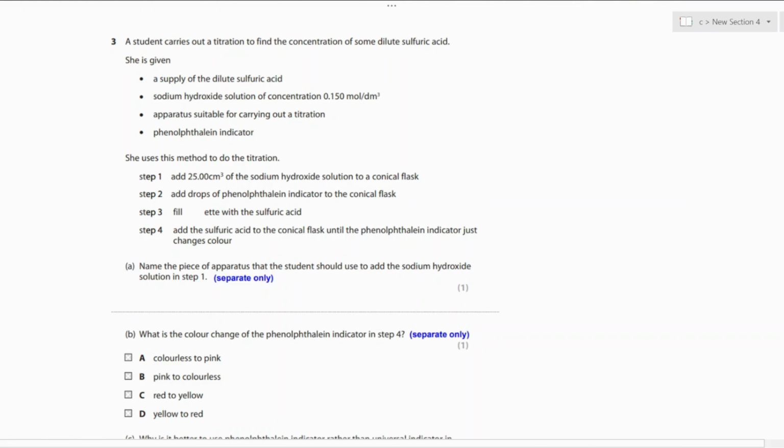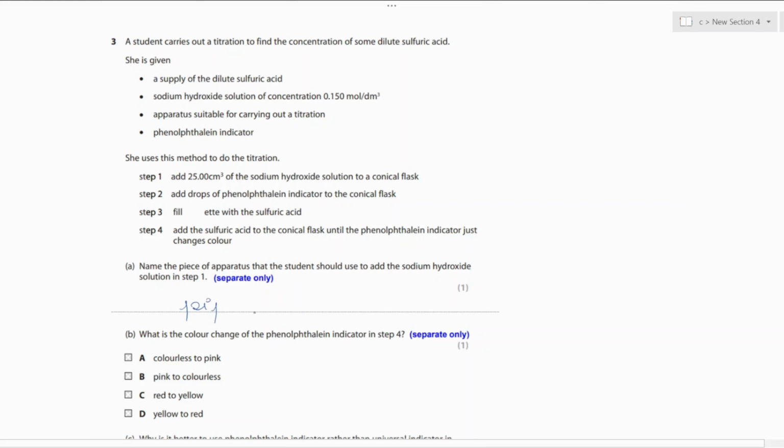The apparatus that the student used to add the sodium hydroxide solution in step 1. So it's 25 cubic centimeters of solution that is added. So what do we use for it? It's a 25 cubic centimeter pipette.